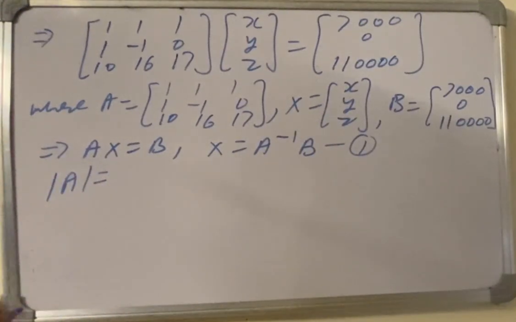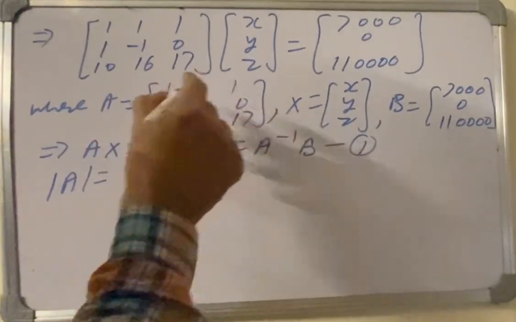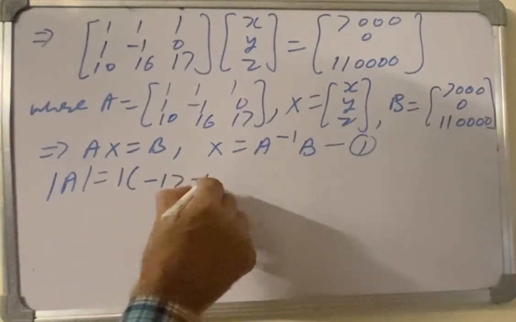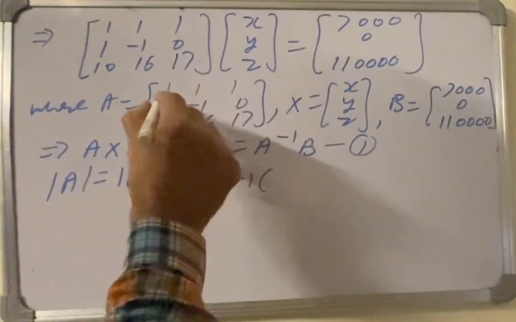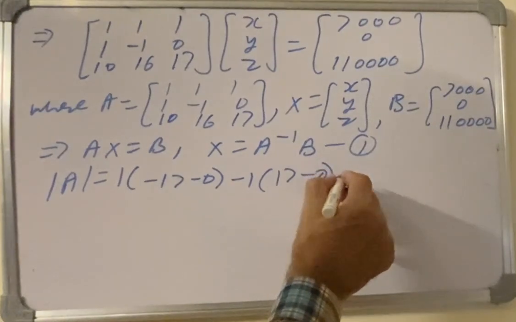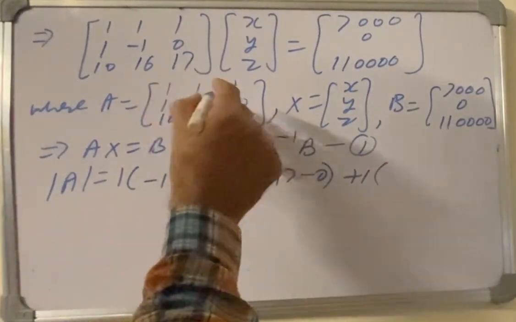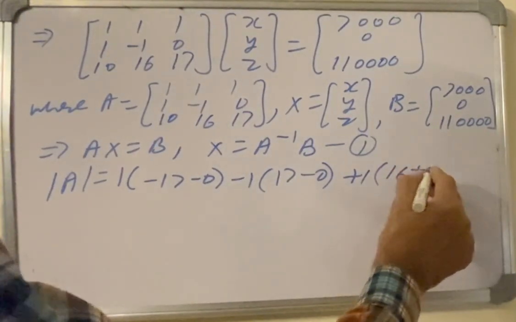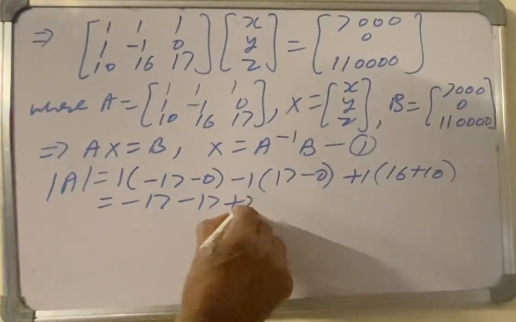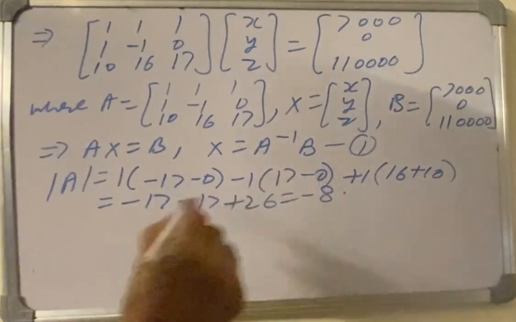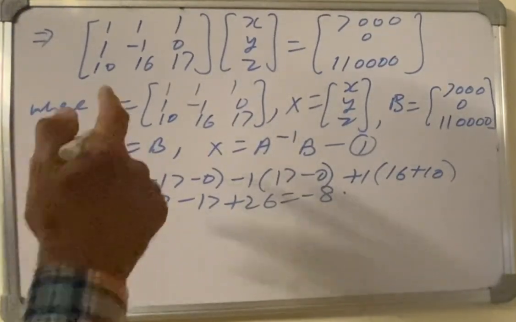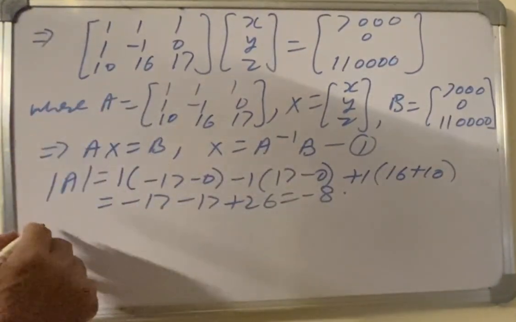Then we find the determinant of A. Expand by the first row: 1 into minus 17 minus 0, minus 1 into 17 minus 0, plus 1 into 16 plus 10, is equal to minus 17 plus 26, which is minus 8. Then we find the cofactors of the elements of A.